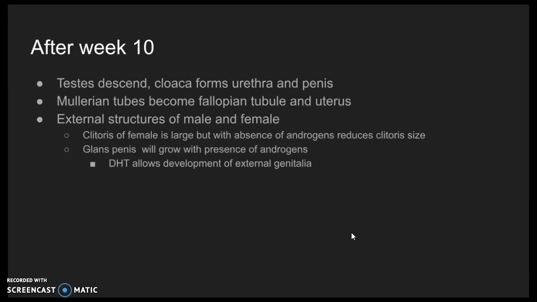After week 10, the testes ascend, and the cloaca forms the urethra and the penis. The Mullerian tubes become fallopian tubules and the uterus, and the external structures of male and female are formed. The clitoris of the female is large initially, but with the absence of androgens, it reduces in size, and the glans penis, which is equivalent to the clitoris, will grow with the presence of androgens. DHT is also produced, which allows development of external genitalia.